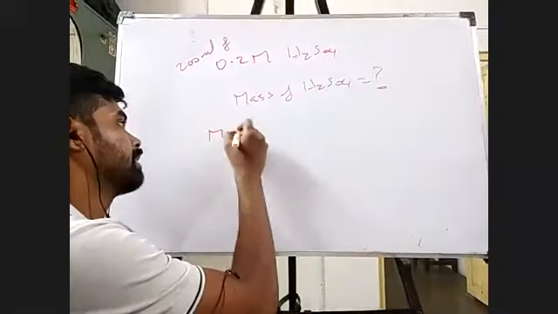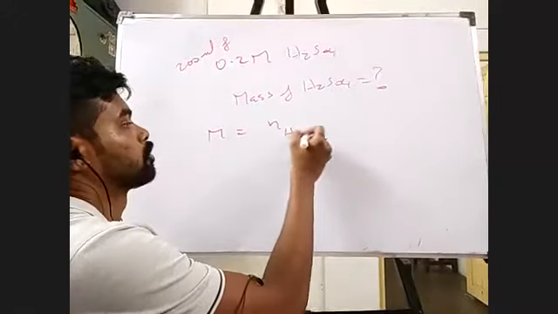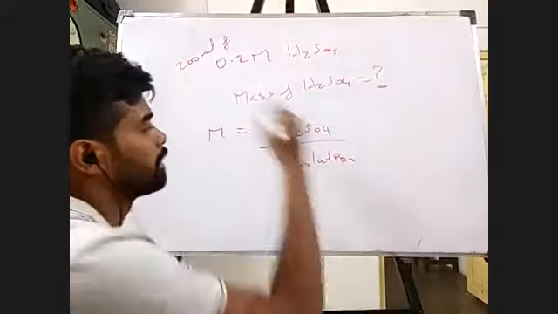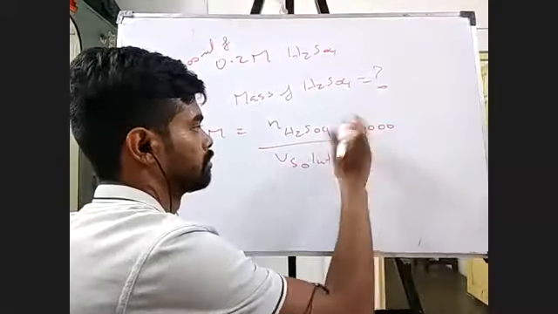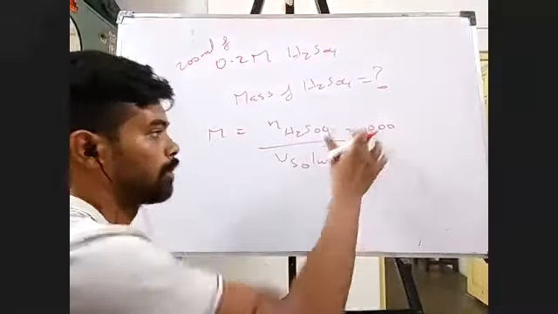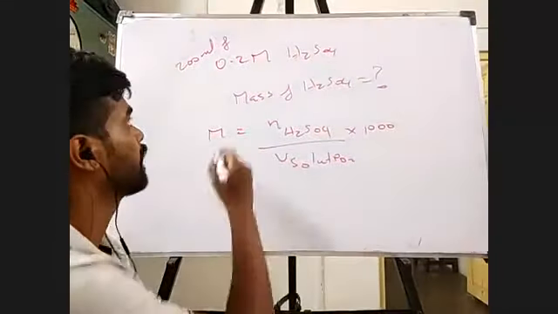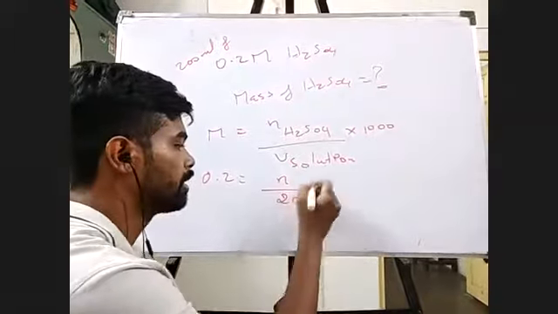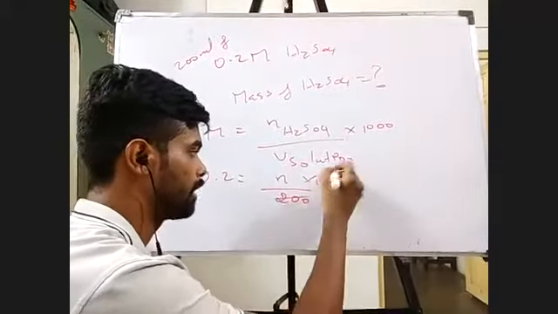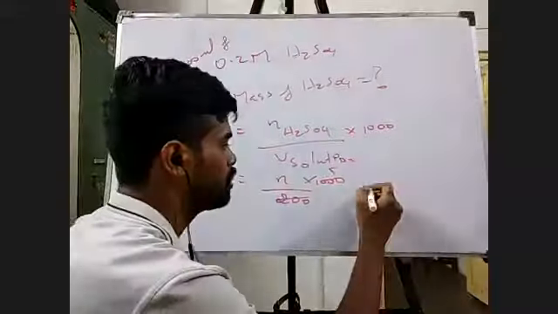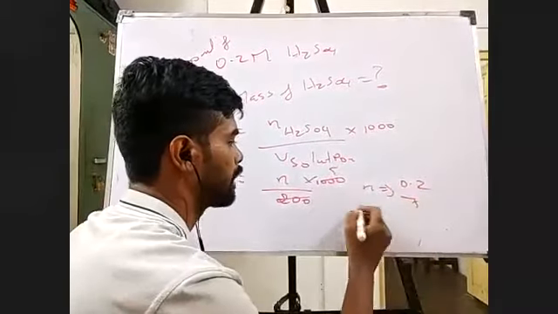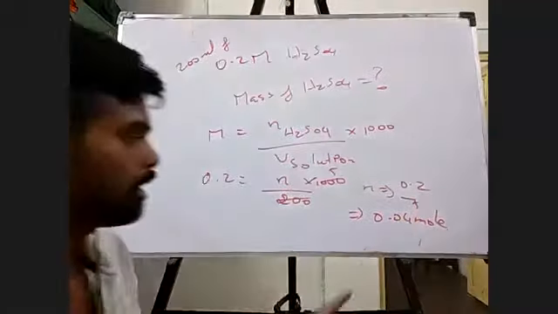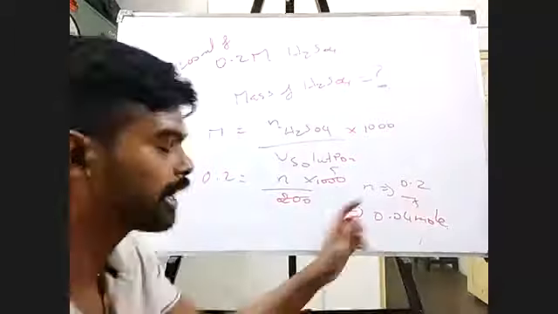Molarity is equal to the number of moles of H2SO4, the solute here, divided by the volume of the total solution. The volume is given in ml, so I multiply by 1000. Molarity is 0.2, the number of moles is unknown, and the volume of solution is 200 into 1000. Multiplying this by 5, the number of moles is 0.2 divided by 5, which is 0.04. So I have 0.04 moles of H2SO4 present.